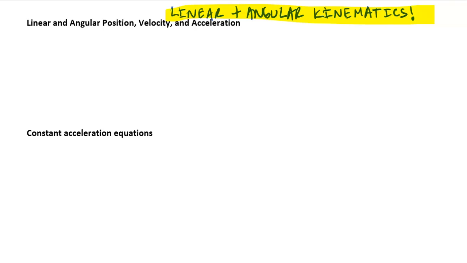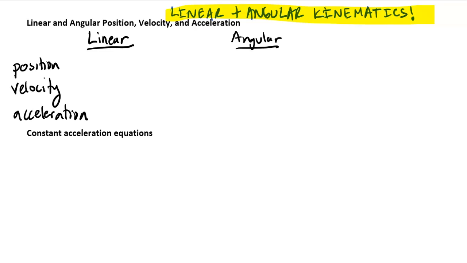Okay, so today we're going to continue to talk about linear and angular kinematics. Let's think about what symbols we have for linear and angular position, velocity, and acceleration. Let's do linear first.